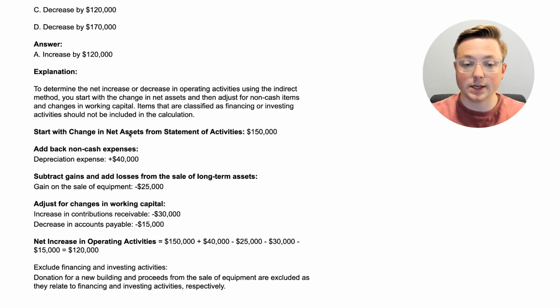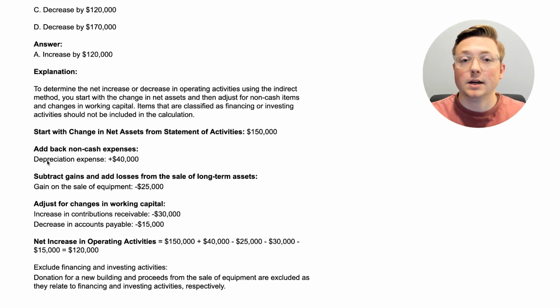So we start with the change in net assets from the statement of activities. And again, if you've seen this before, it's very similar. We've been over this in other videos, so we're going to talk about it a little bit here. Start with change in net assets. That's basically net income. So that's $150,000. You add back non-cash expenses, because depreciation expense, while it decreases the change in net assets, isn't actually a cash transaction.